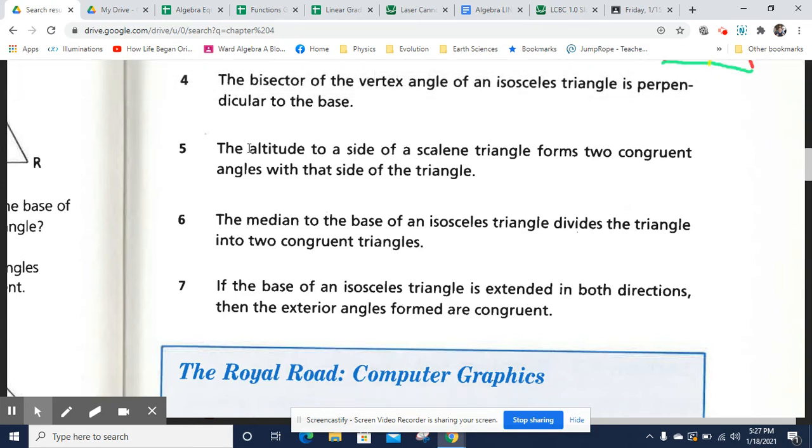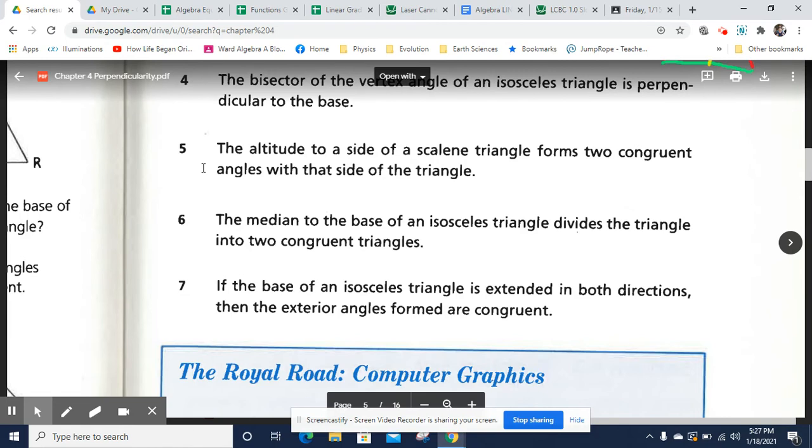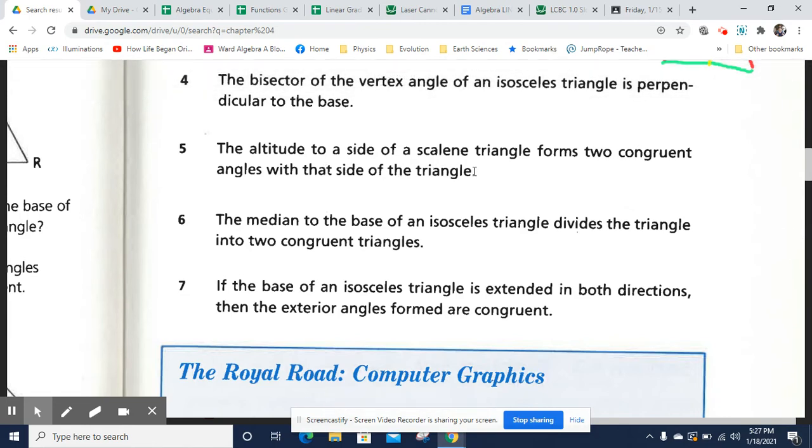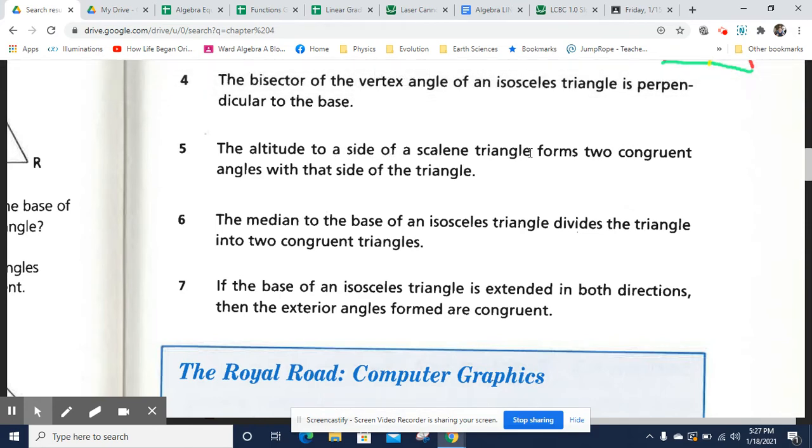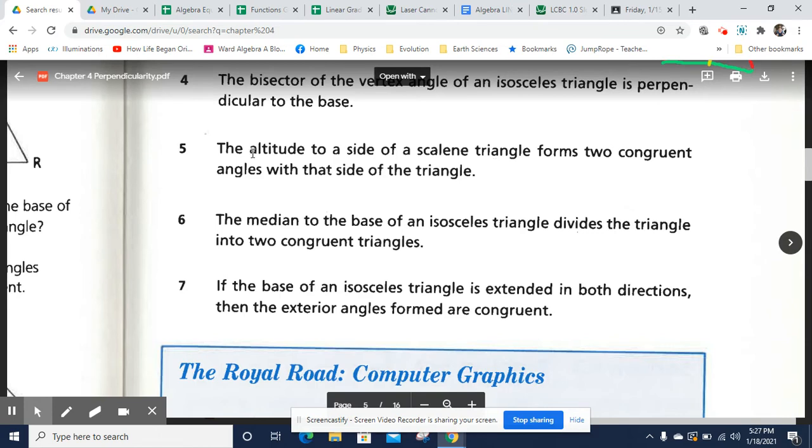Number 5, we are supposed to draw this. So we've got the altitude to a side of a scalene triangle forms two congruent angles with that side of the triangle. So you just have to draw that scalene triangle. Okay, so it's got a side that's not congruent to another side. Okay, so there's a side. I'll make it longer. And then we'll have a third side. This one will be green, indicating they're all different.